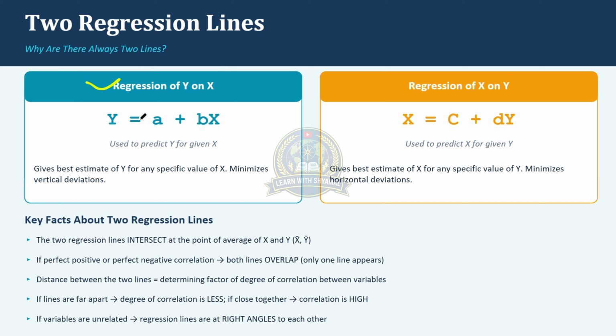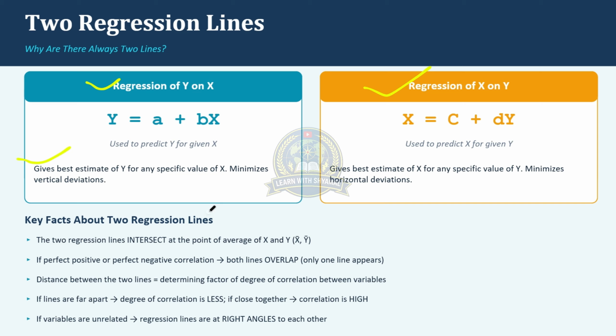Regression of y on x, y is equal to a plus bx, is used to predict y for a given x. It gives the best estimate of y for any specific value of x and minimizes vertical deviations. Regression of x on y, x is equal to c plus dy, is used to predict x for a given y. It gives the best estimate of x for any specific value of y and minimizes horizontal deviations.